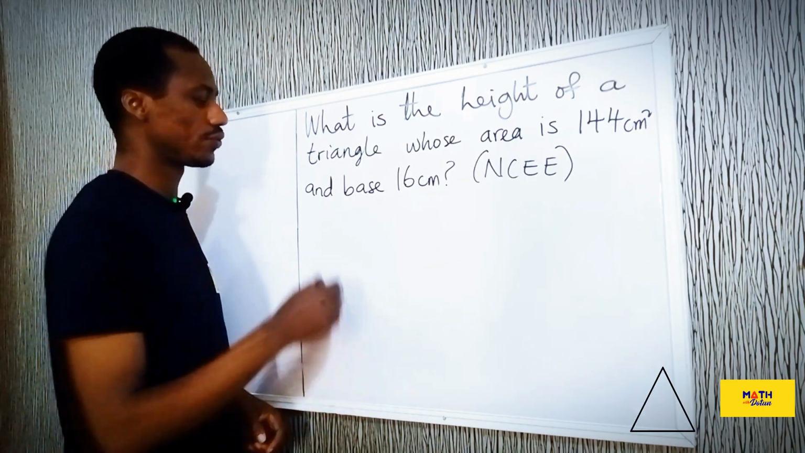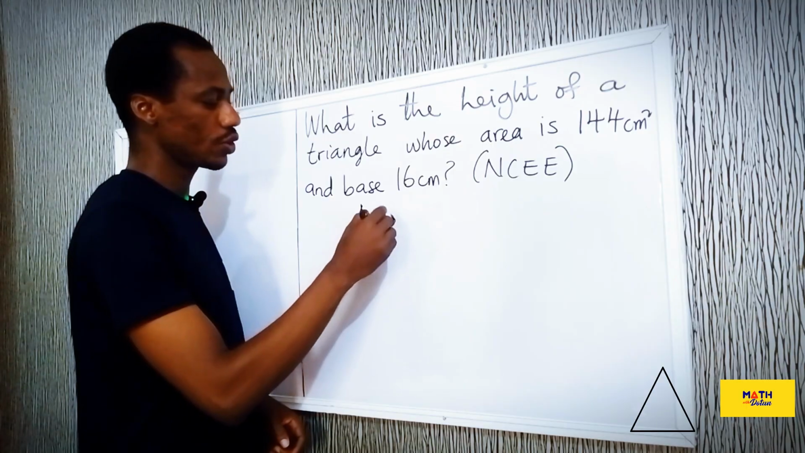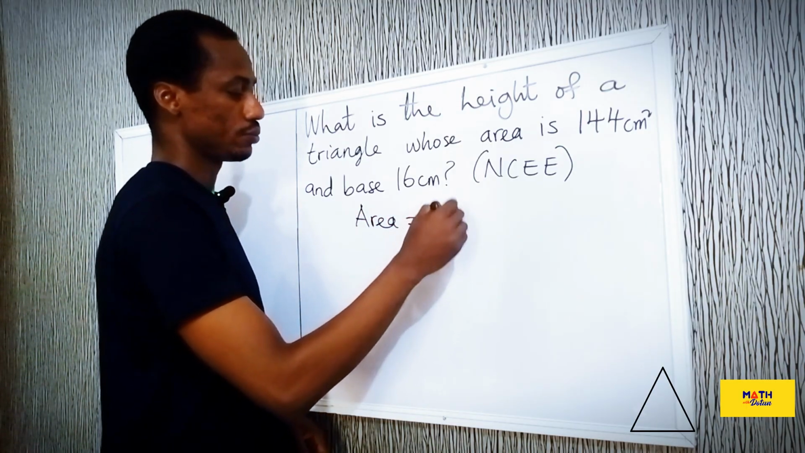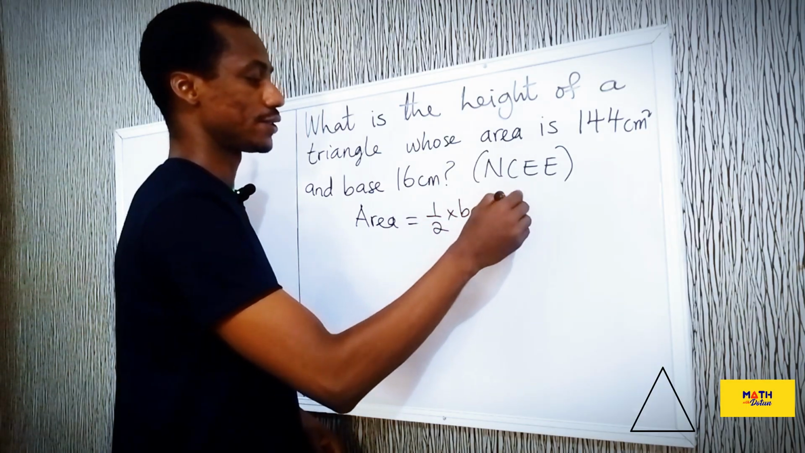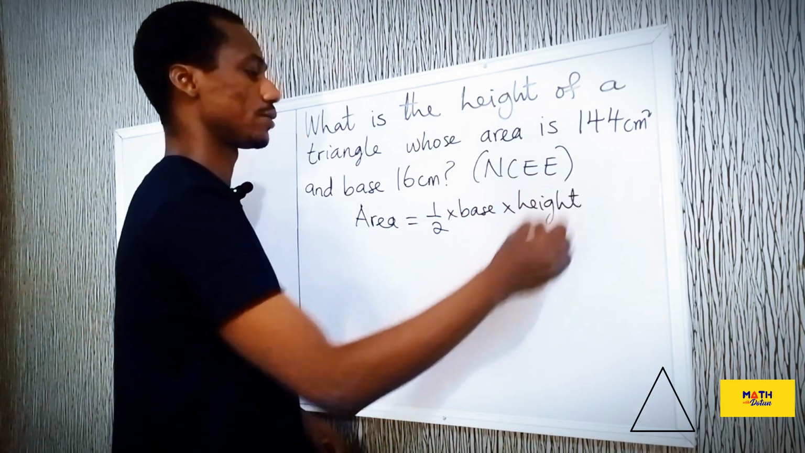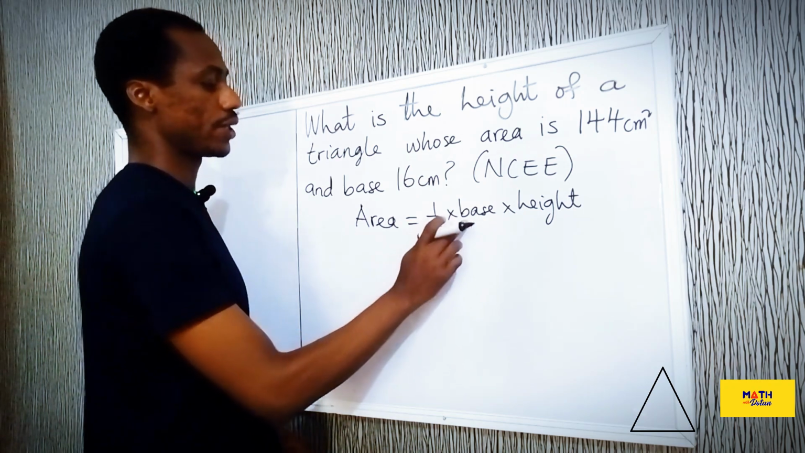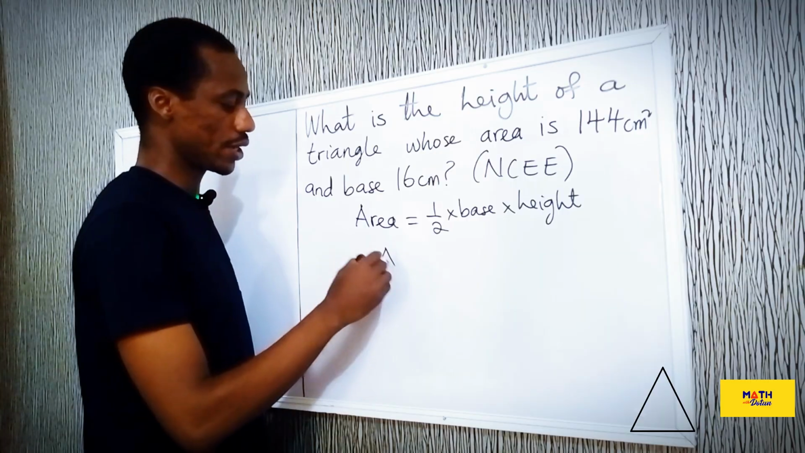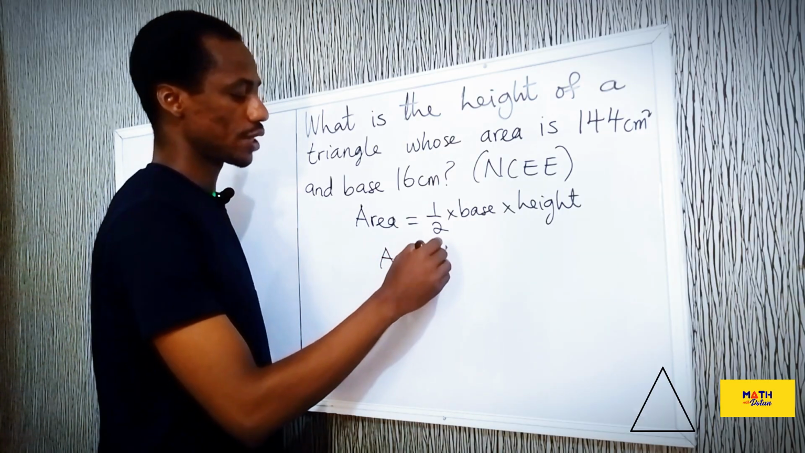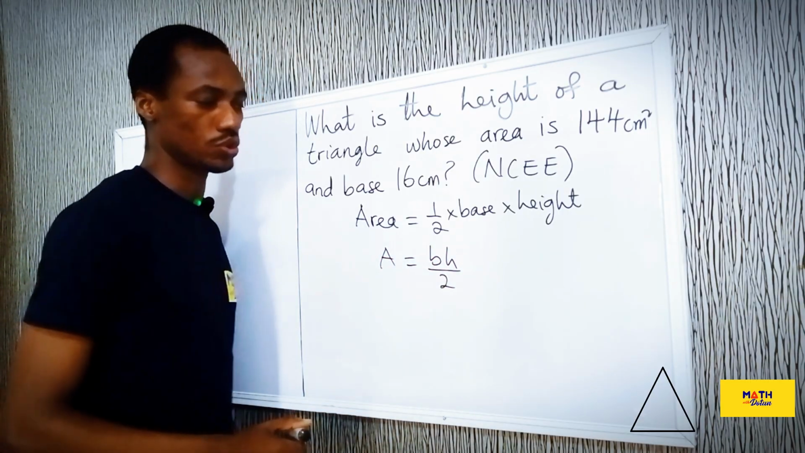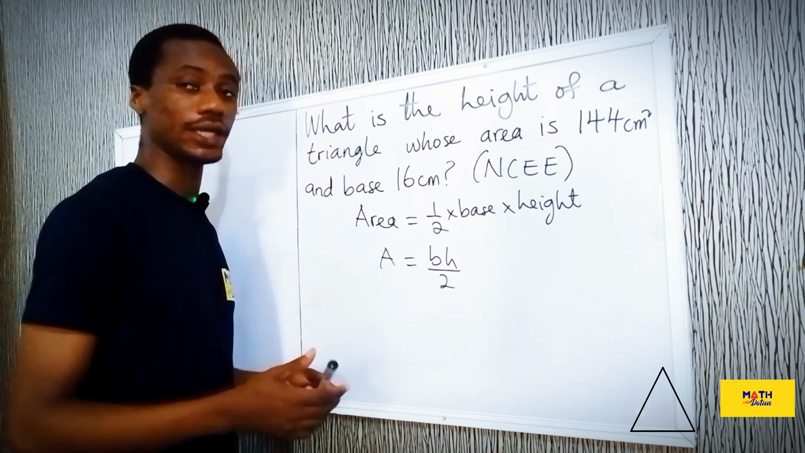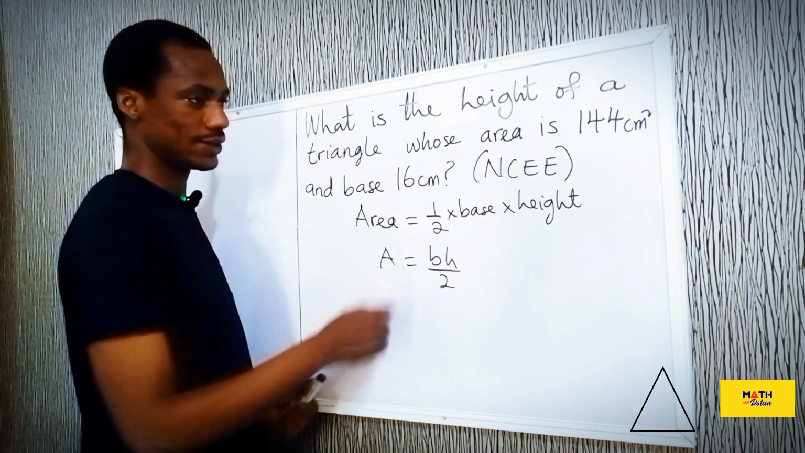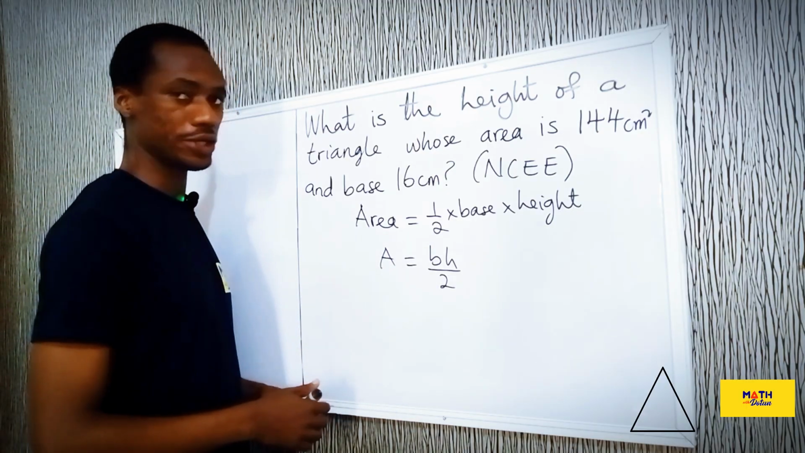Remember that to find the area of a triangle, the formula is half of the base times the height. That's the formula. If you say base is B and H is height, you can write that as half BH. So let's say area is equal to the base times height divided by 2, that's half of base and height. In this question we have to find the height. Let's do a little bit of algebra here.